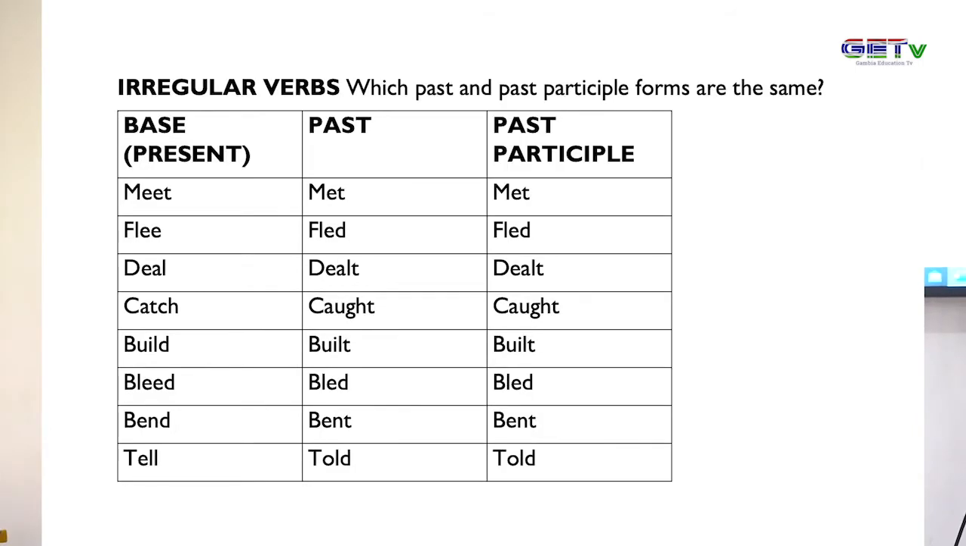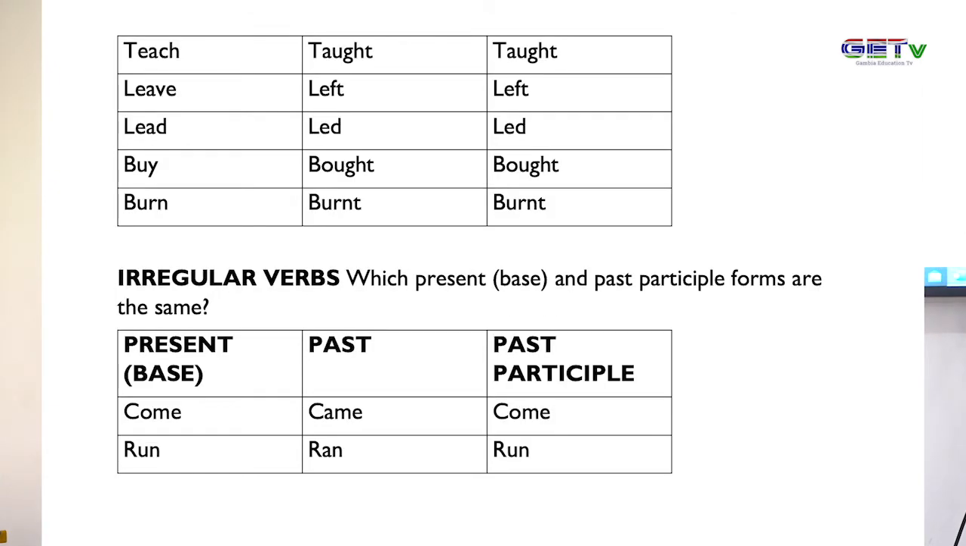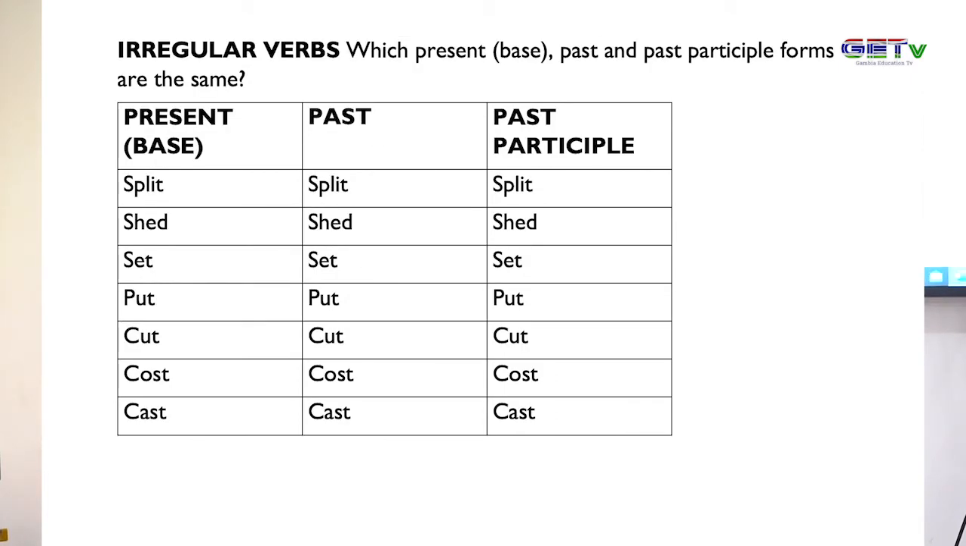Let's move on. So we have another category of irregular verb whose past and past participle forms are the same. Let's look at meet, met, met. And we have more examples. We have flee, fled, fled, and many more. So we have another irregular verb whose present or base and past participle forms are the same. Come, came, come. Run, ran, run. So we have another irregular verb whose base, past and past participle forms are all the same. Here, be it present or past, the past participle is the same. Split, split, split. Shed, shed, shed. Set, set, set, and many more.